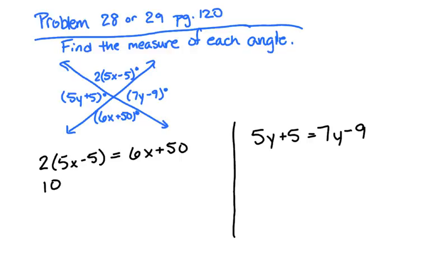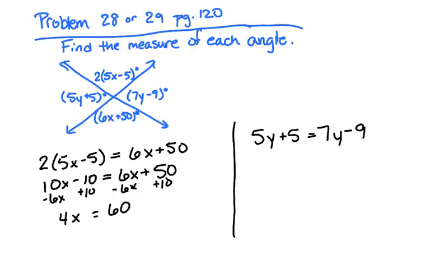Solve each of these equations for your variable. So here we get 10x minus 10 equals 6x plus 50. And then do your solving of equations. So I'm going to subtract 6x. And then in another step, I'm going to add 10 to both sides. So that gives me 4x on this side and 60 on this side. And then divide both sides by 4, we get 15.